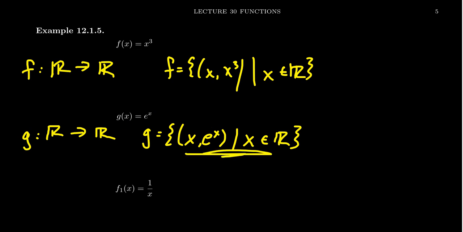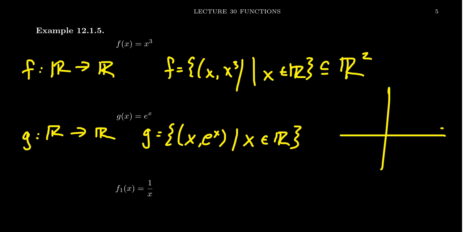If we were to graph these things, these ordered pairs are coordinates in the plane, right? We can think of this as a subset of R2. When we graph something, we take the x-axis, typically the horizontal axis, the input axis, and the vertical axis is typically the y-axis. If you graph something like f of x equals x cubed, you're graphing all of the possible ordered pairs that you see here.